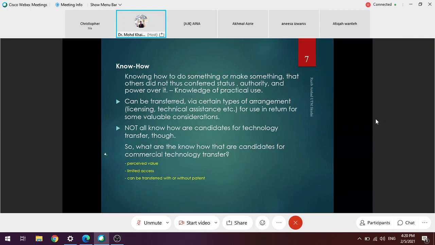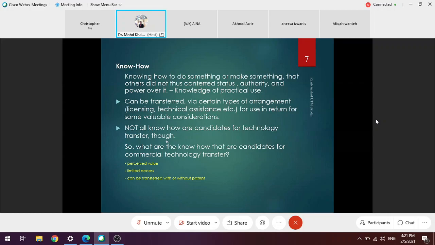All right. So we have the type of know-how, knowing how to do something or make something. You can transfer this one. You can materialize this in terms of books, guidebooks, DIY books and so on, for dummies and so on. It can be transferred via certain types of arrangement, licensing, technical assistance and so on. Not all know-how can be used for technology transfer.